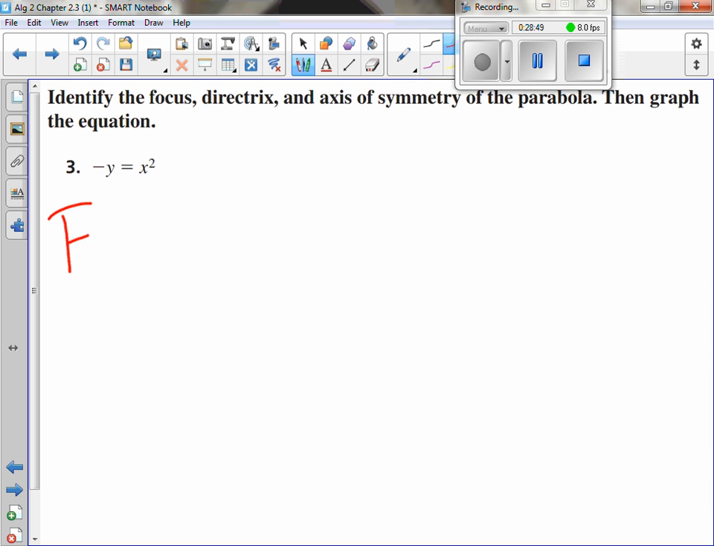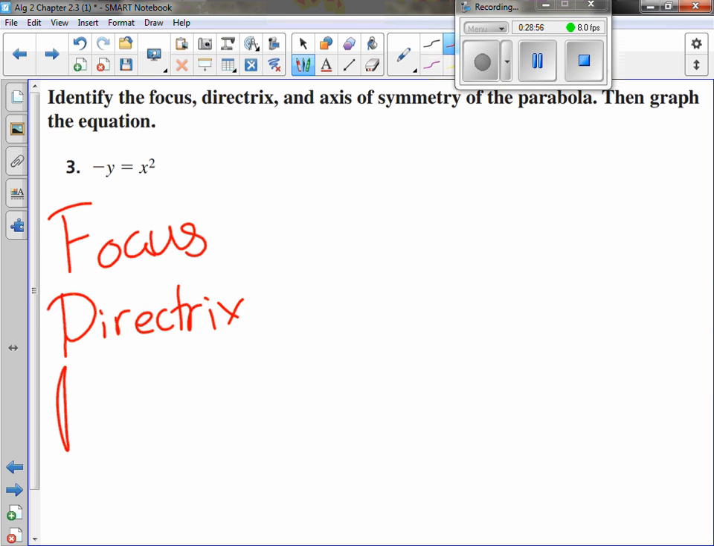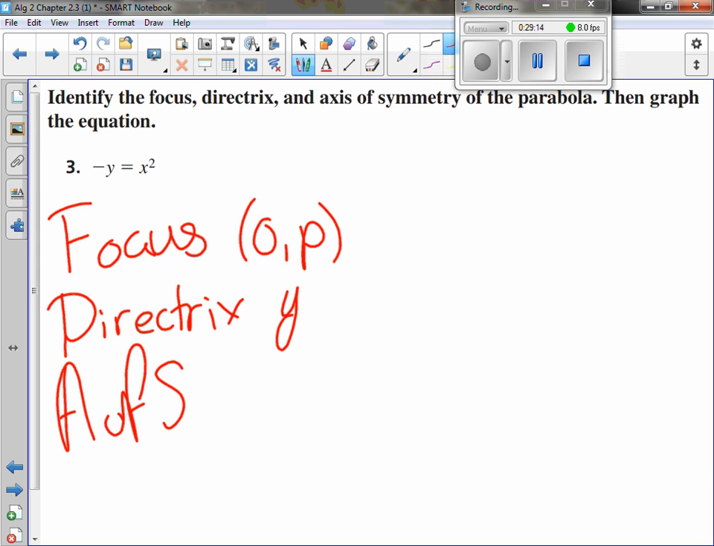All right, let's look at this one here. We need to find the focus, the directrix and axis of symmetry. So looking at this equation, what variable is squared? X. So that means our focus is 0 comma p. The directrix is y is equal to negative p. And our axis of symmetry is x is equal to 0.